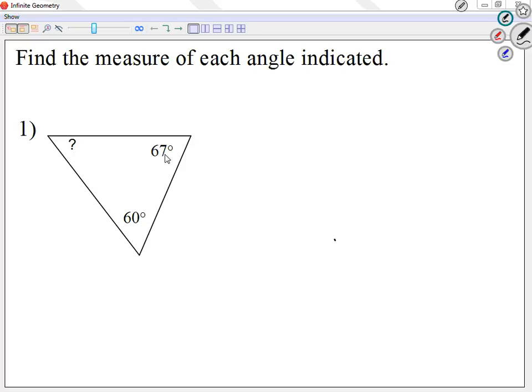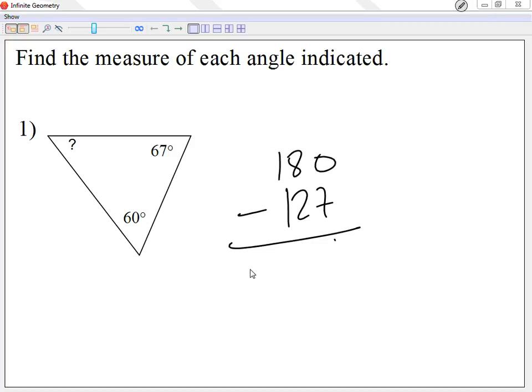What I'm going to do, I'm going to add the two that I have, 60 and 67. When I add them, it's 127. I'm going to subtract that from 180. 180 minus 127 is 53. So this third angle, it's 53. The three angles of a triangle add up to 180.